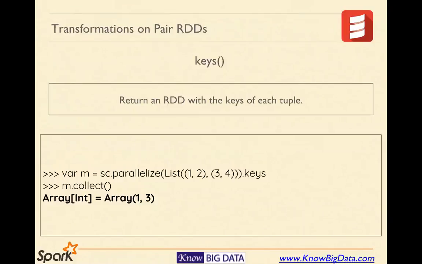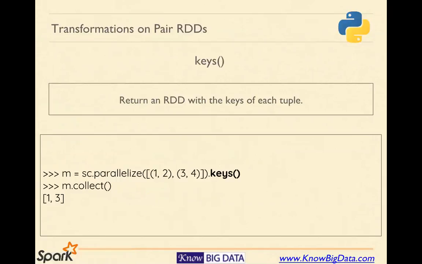All right. So there are quite a few functions provided on top of key value pairs, right? You can use a function like keys, which will give you all the keys. For example, out of this, 1 is a key, 2 is a value, 3 is a key, 4 is a value. So you'll get 1, 3 as a result.